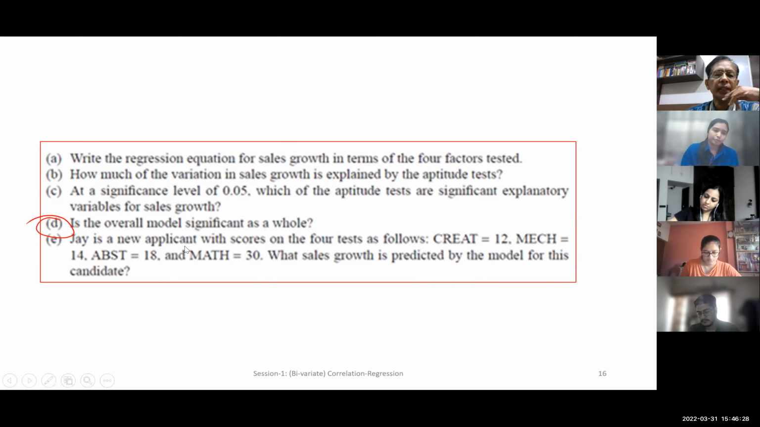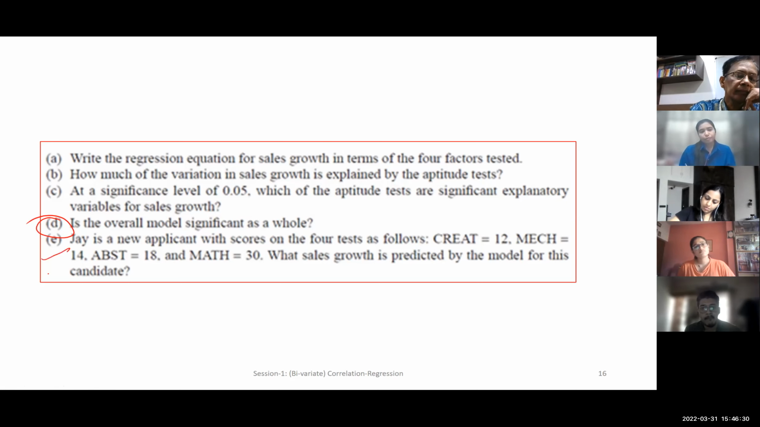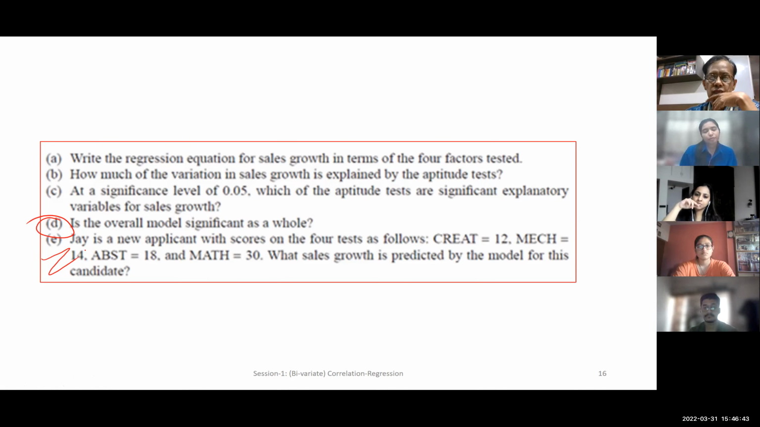Okay, Soumya madam, last bit question. Soumya Singh. Yes, sir, I'm here, sir. सर बता रही हूँ सर. क्या करना है? Just explain कर देना. Calculate नहीं. सर बेसिकली इसमें 4 टेस्ट है. वो बोल रहा है क्रिएटिव, मैकेनिकल, एब्स्ट्रैक्ट और मैथ में सेल्स ग्रोथ बताना है.